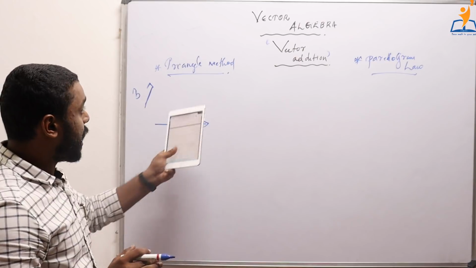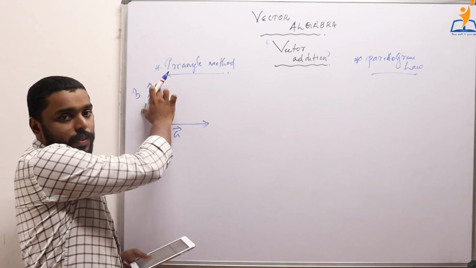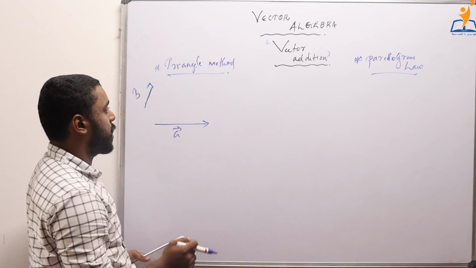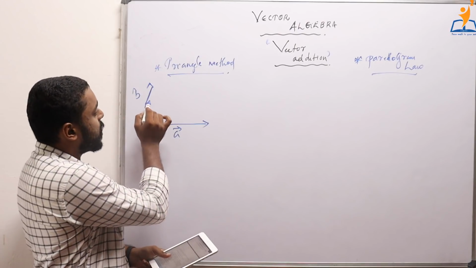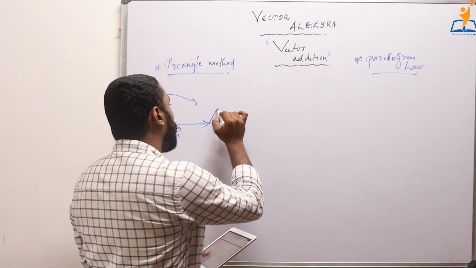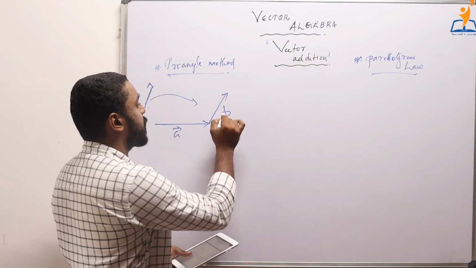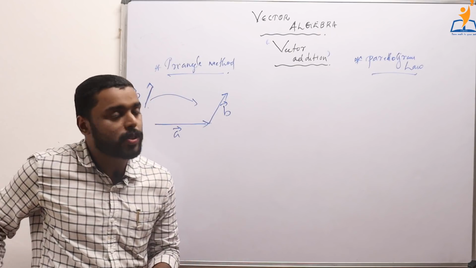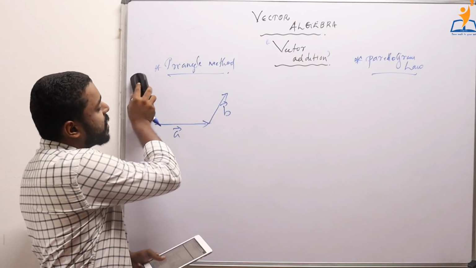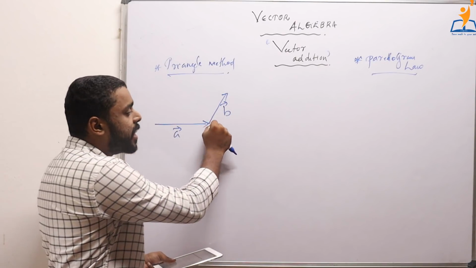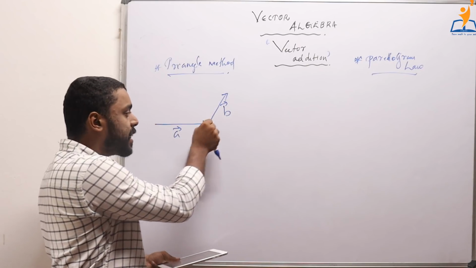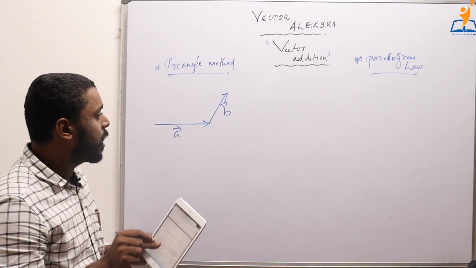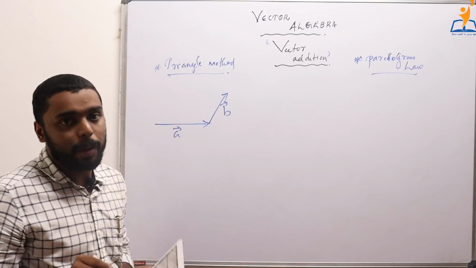In the triangular law, we take this vector and drag it so that it reaches this position. That is, I dragged this vector from here to here so that I obtained the new position of vector B. See, vector B was originally here. I just dragged it to the new position. Note that the initial point of vector B is placed at the terminal point of vector A. Always remember that the initial point of vector B is placed at the terminal point of vector A.